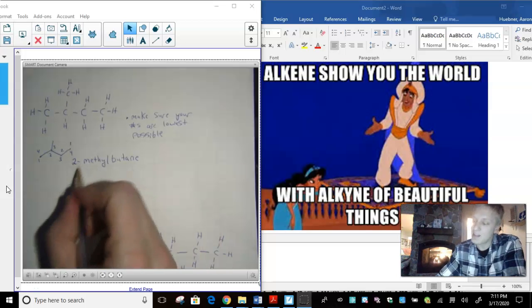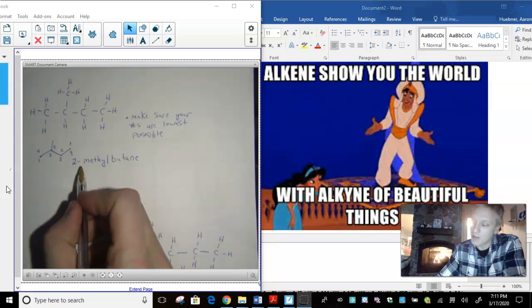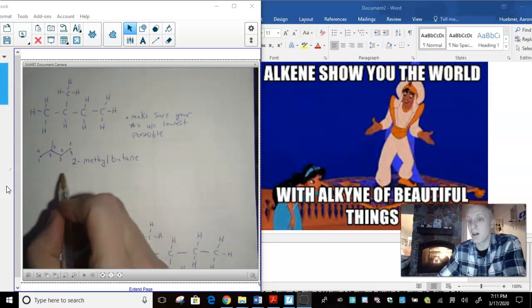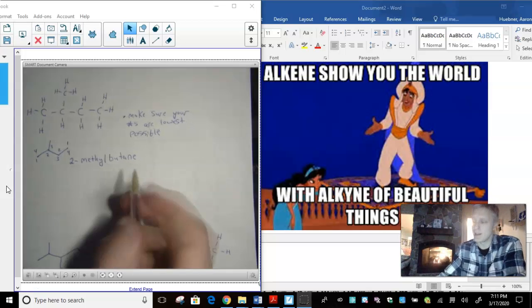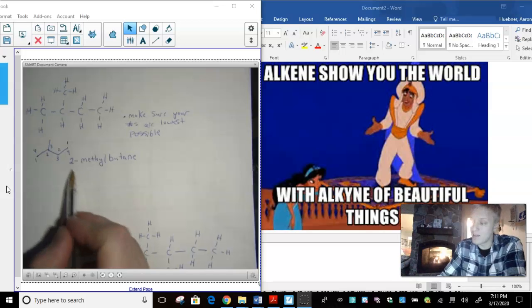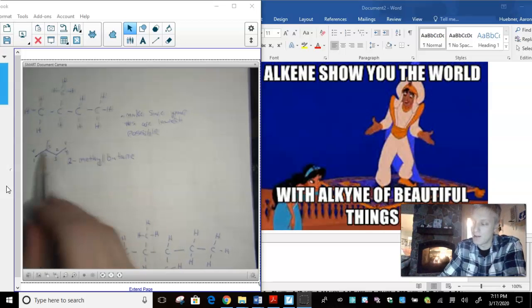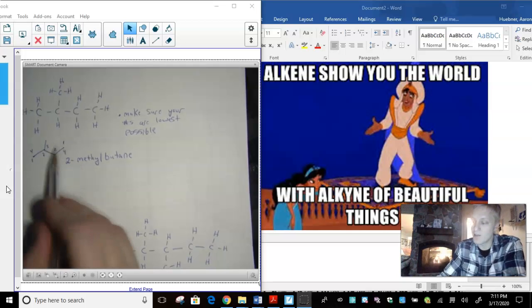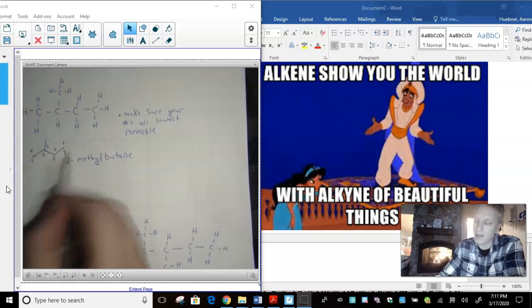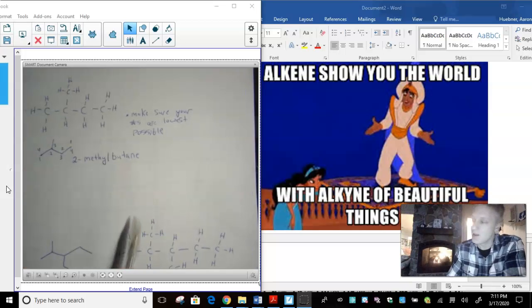I only need a dash if I am separating a number from a letter. I would need a comma if I'm separating a number from a number, which we'll get into in a later example. So my name for this is 2-methylbutane. Methyl, second carbon, butane. And again, this line angle formula is the same as this. I work with line angle formulas more because it's way simpler. I get lost in all the H's.